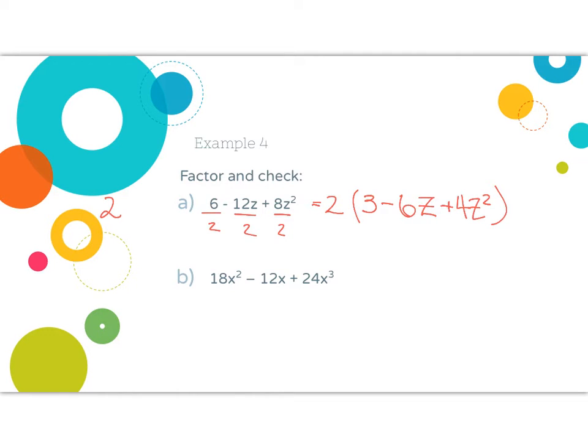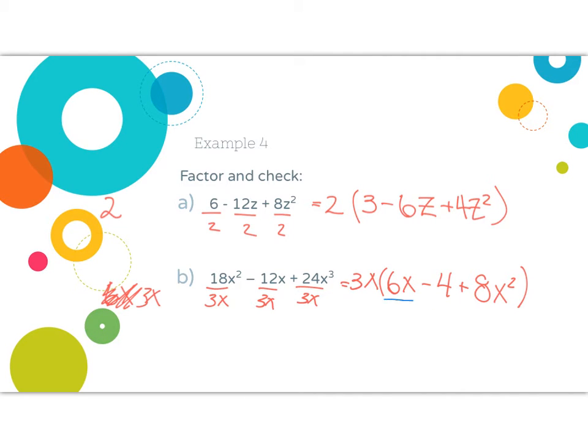In B, the greatest common factor is 6x. I'm going to go ahead and show you what happens if I'd only divided maybe by 3x. Okay, maybe I missed what my greatest common factor was. I can recover from that. So I'm going to divide each term by 3x. And I'm going to be left with 3x times 6x minus 4 plus 8x squared. Now, if I look at these terms here in my bracket, they can all be divided by 2 still. Therefore, I need to take out a 2 as well.